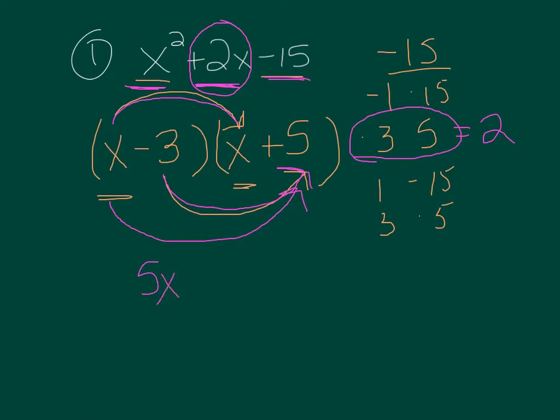Then I'm going to take my inside terms, my negative 3 and x. Multiply those, I get negative 3x. And add them: 5x and minus 3x is 2x. So that is what happens in the middle when I combine them. And that's what I want up here, I want 2x, and that's what I got down here. So my answer is correct. So here's my answer.